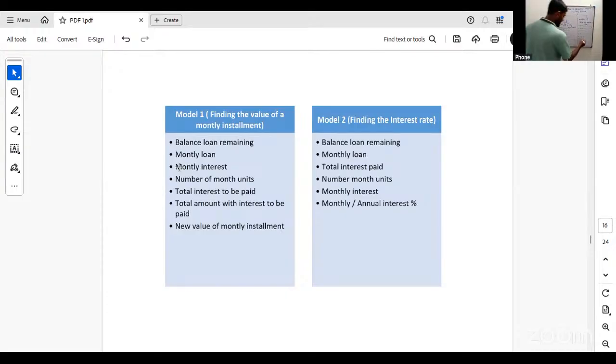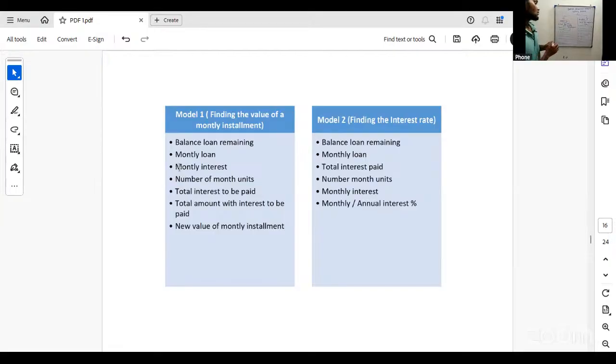Then the sixth one is the monthly interest percentage. You have to find the monthly interest percentage, and therefore you can find the annual interest percentage. So these are 7 steps in both the models.